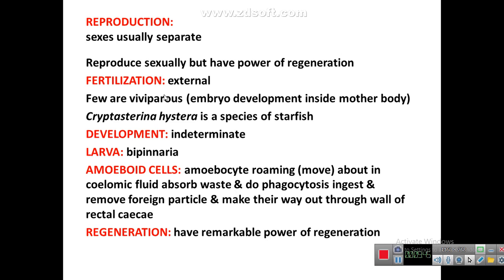Example of a viviparous echinoderm is Cryptosterias hystera. It is a species of starfish. Development is indeterminate, meaning all the cells of the embryo, in the embryonic condition, their fate is not determined at that embryonic stage. Means at that stage, the cells of the embryo do not know which cell in future has to form which organ. The larva is known as bipinnaria larva.